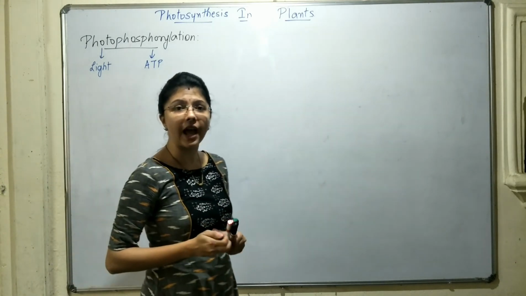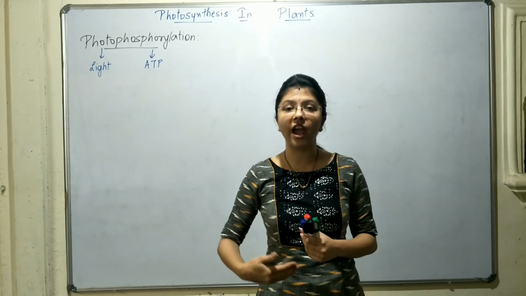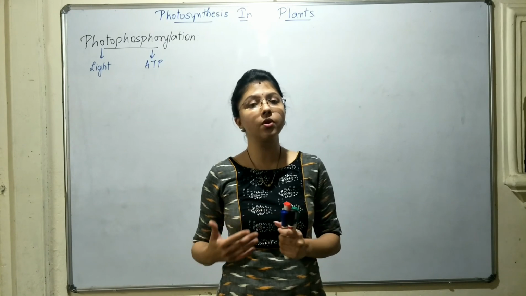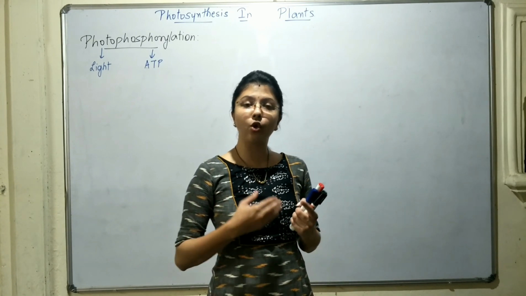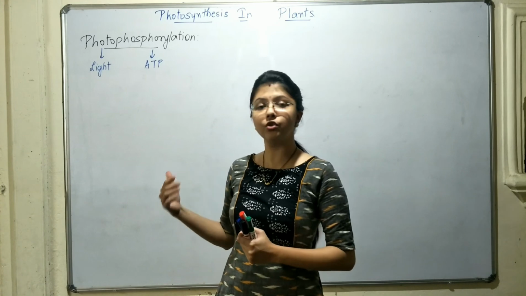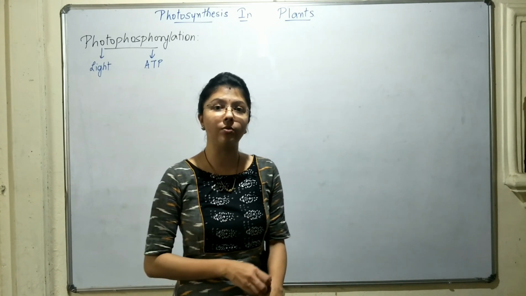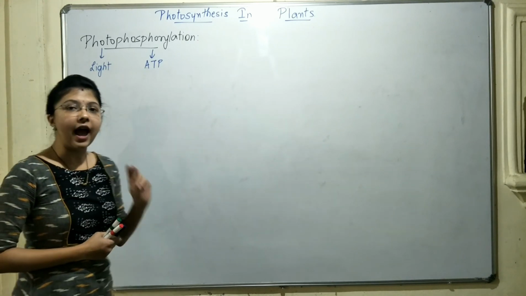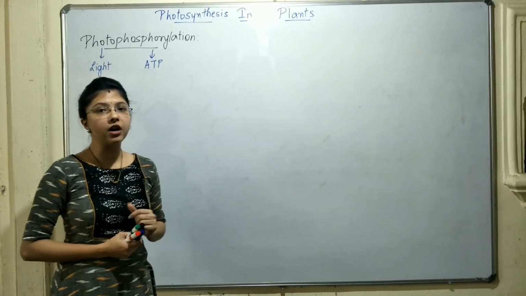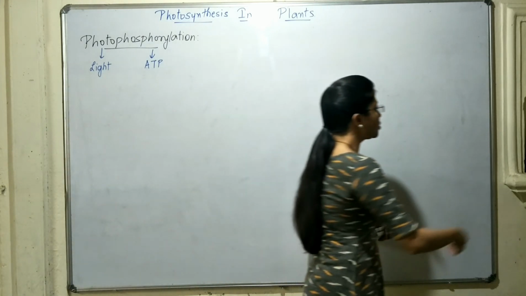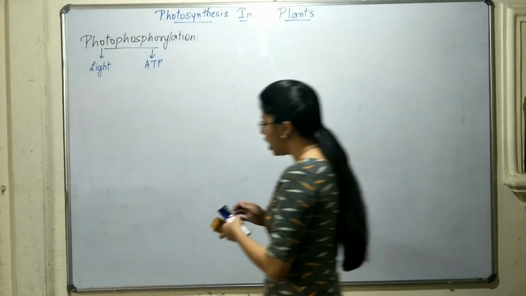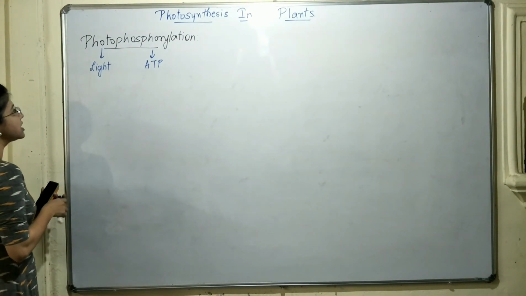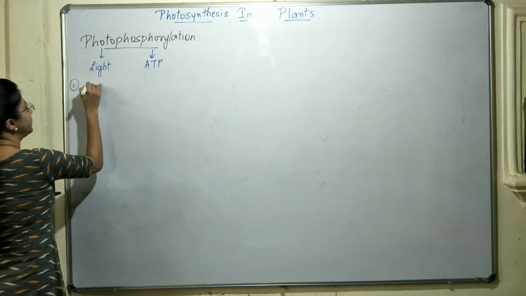We have also studied that there are two types of photosystems. Photosystem 2 and photosystem 1. Photosystem 1 absorbs 700 nanometer of light and photosystem 2 absorbs 680 nanometer of light. Now, this process of photophosphorylation can actually take place in two different ways. So, there are two types of photophosphorylation reaction. One is the non-cyclic photophosphorylation and the other is cyclic photophosphorylation.